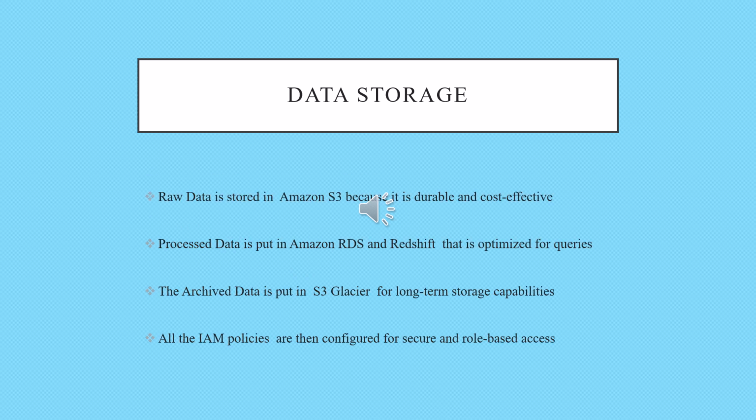My storage strategy was tiered for efficiency. Raw data resided in Amazon S3 due to its scalability and low cost. Processed data was stored in RDS and Redshift for optimized querying. For long-term archiving, I used Amazon S3 Glacier. IAM policies help secure access across all layers of the architecture.